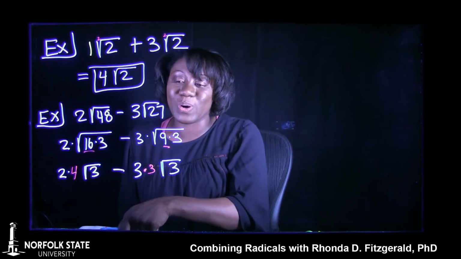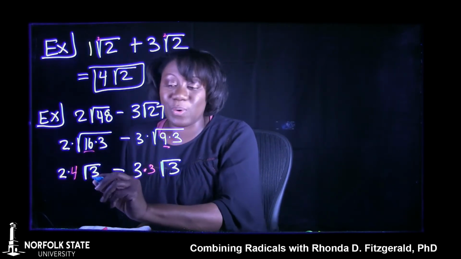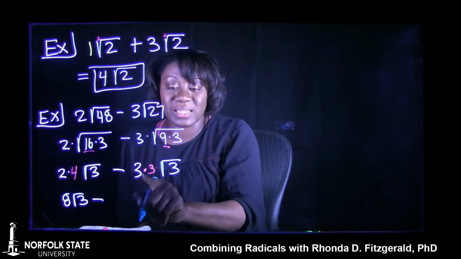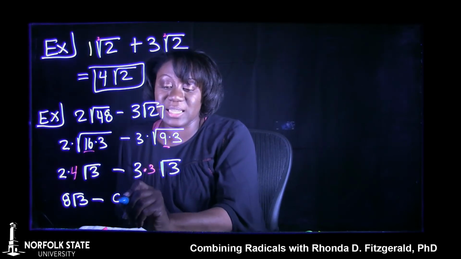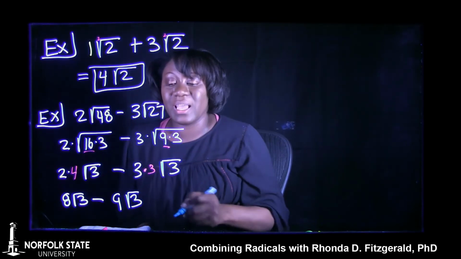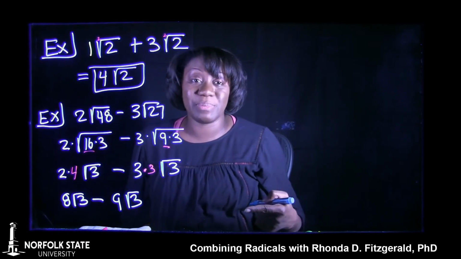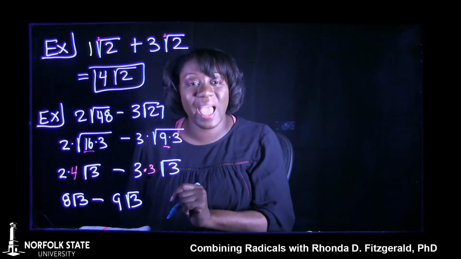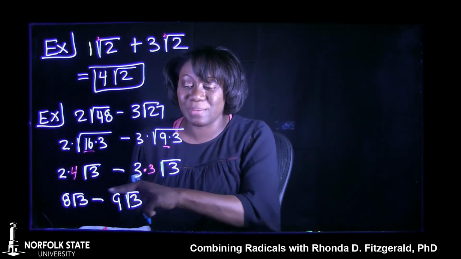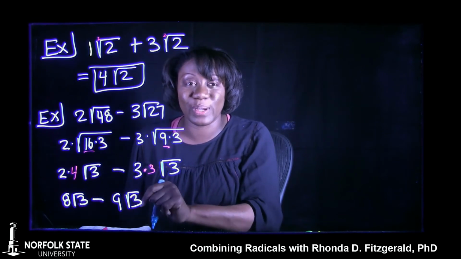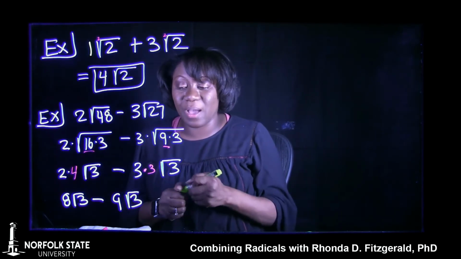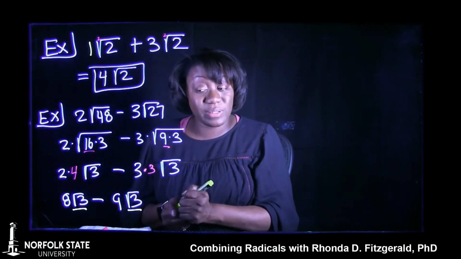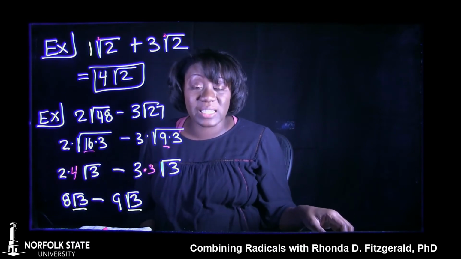Now a couple more steps, we're almost done. 2 times 4 is 8 square roots of 3, minus 3 times 3 is 9 square roots of 3. Now, after our simplifications, this problem can be simplified even more because now we actually have like radicals. We see that both of those radicals are the square root of 3. So what am I looking at once again? The radicals are the square root of 3. I have 8 square roots of 3 minus 9 square roots of 3.